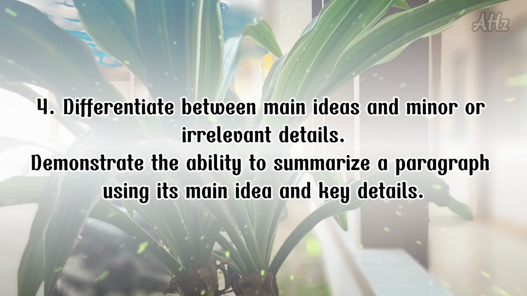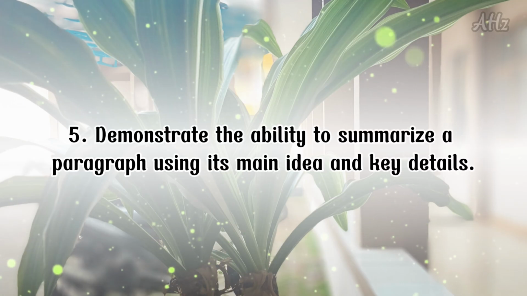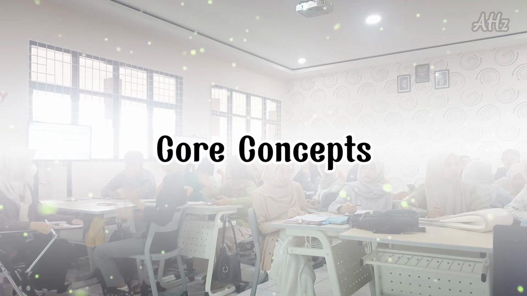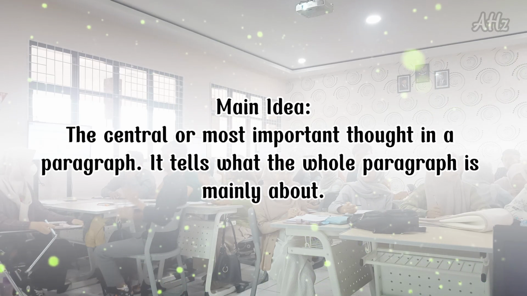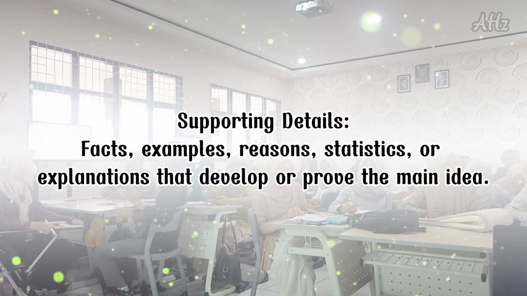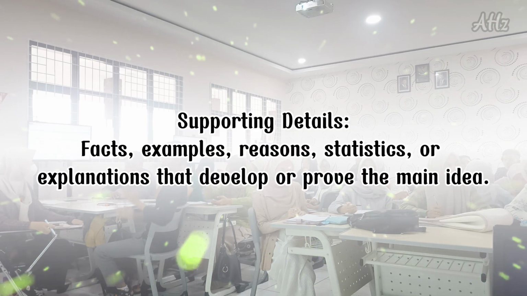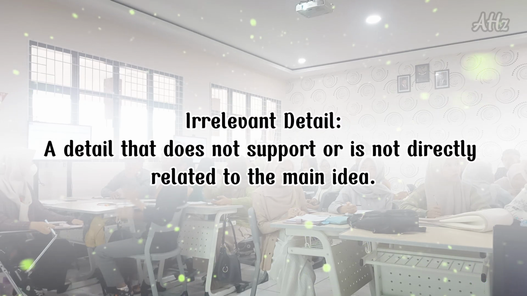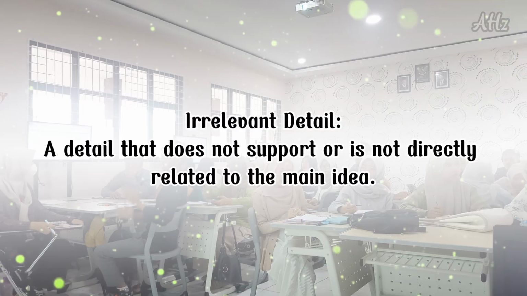Differentiate between main ideas and minor or irrelevant details. Demonstrate the ability to summarize a paragraph using its main idea and key details. Core concepts. Main idea. The central or most important thought in a paragraph. It tells what the whole paragraph is mainly about. Supporting details. Facts, examples, reasons, statistics, or explanations that develop or prove the main idea. Irrelevant detail. A detail that does not support or is not directly related to the main idea.